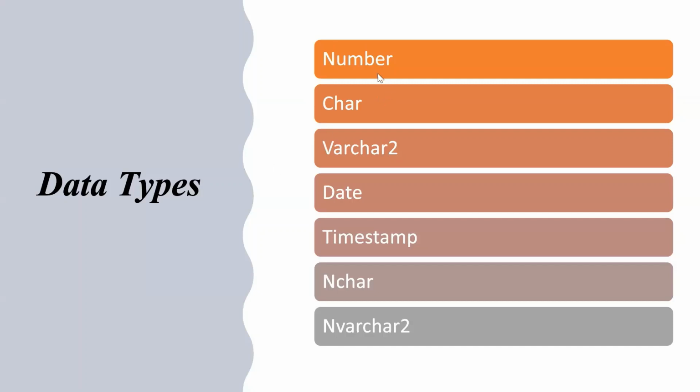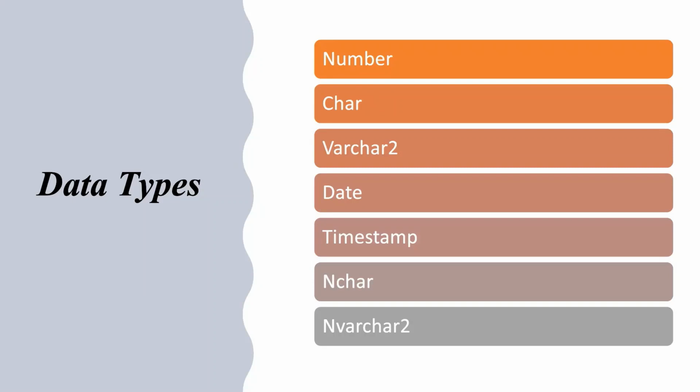As the name itself says, the first one is number. If you want to store any numerical data in a particular column, you have to define that column with the number data type. If you want to store strings or characters in any column, then you can define that column with char or varchar. These two data types support storing string data or character data. What is the difference? We will try to understand in the next couple of minutes.